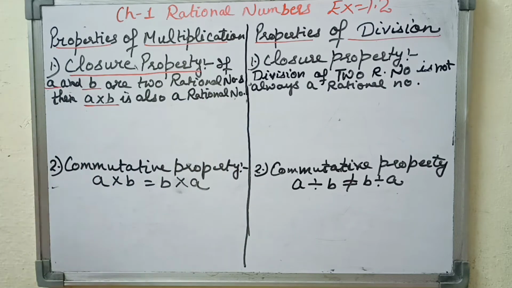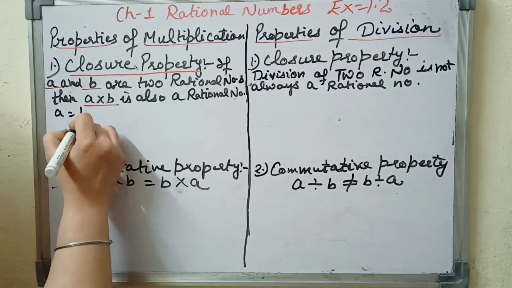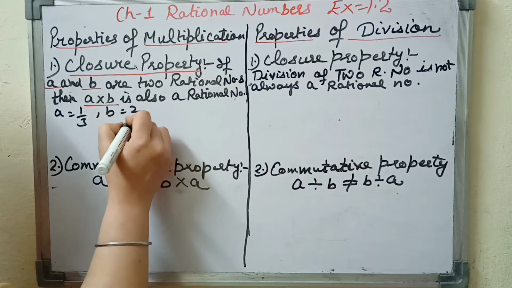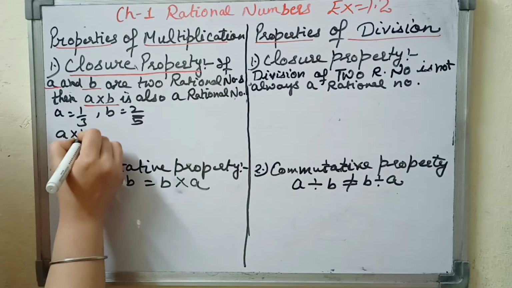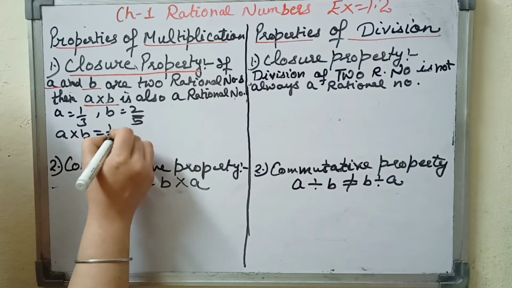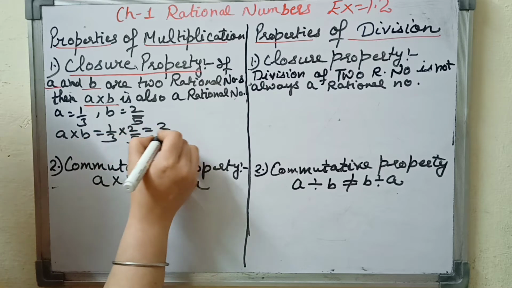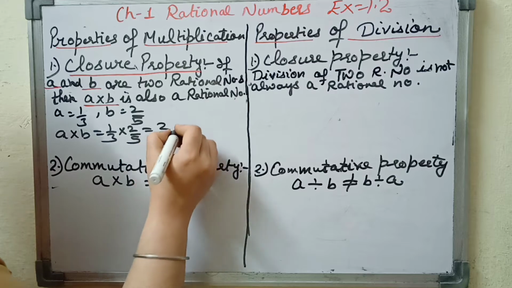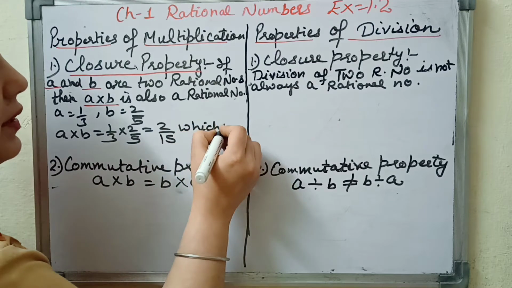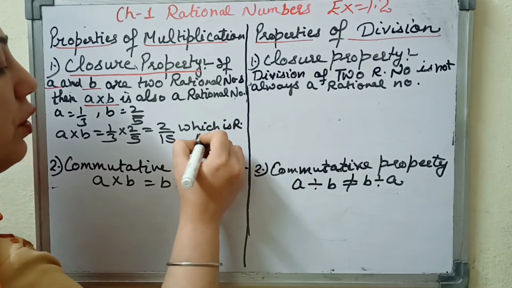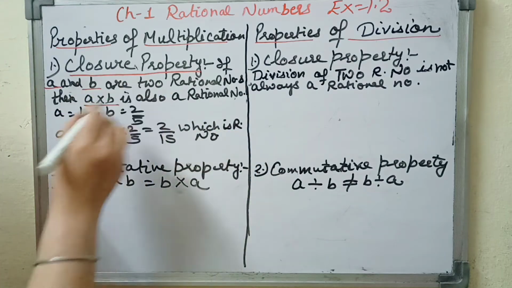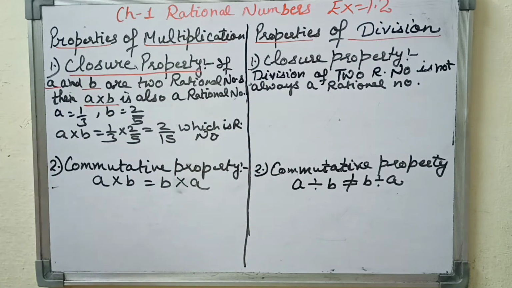Now let us take one example. If I take A as 1 over 3 and B as 2 over 5, what is A into B? Put the value of A here, 1 over 3, and B here, 2 over 5. After multiplication we get 2 over 15, which is a rational number. So the closure property holds under multiplication.